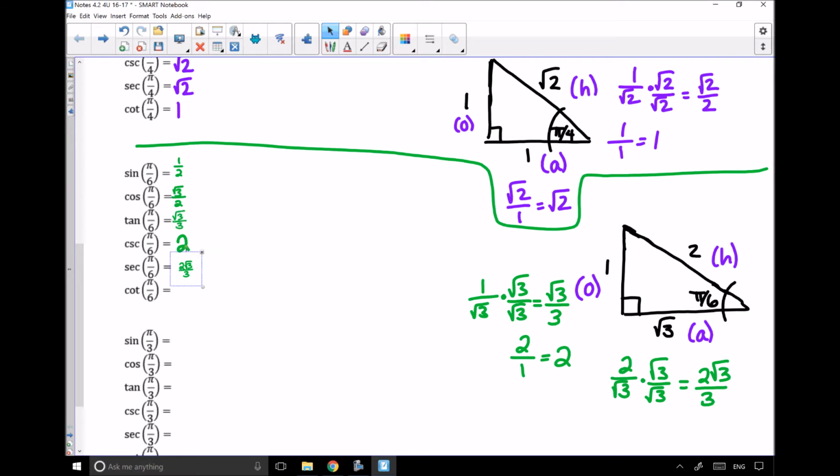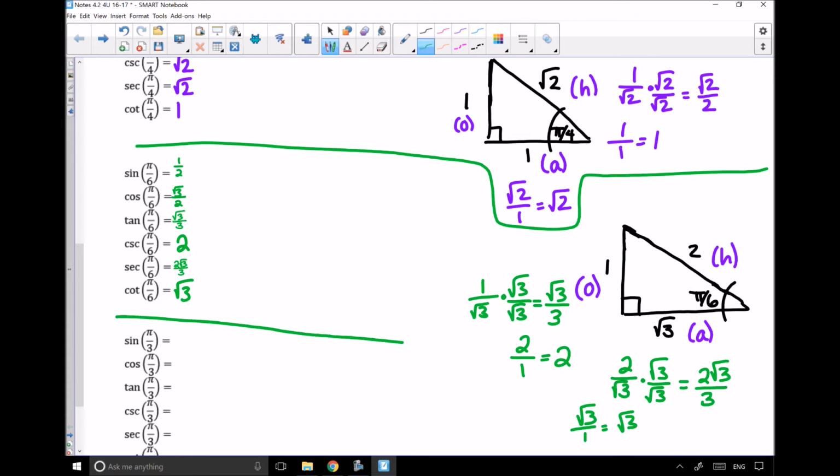All right, and then we will do just the cotangent really quickly, and then we'll be done with this question right here. So the cotangent of pi over 6 is going to be the inverse of the tangent. So if tangent is opposite over adjacent, then cotangent would be adjacent over opposite. So I would take root 3 over 1, which is just simply the square root of 3. Okay, and I'm all set for my 30-degree angle or my pi over 6 angle.